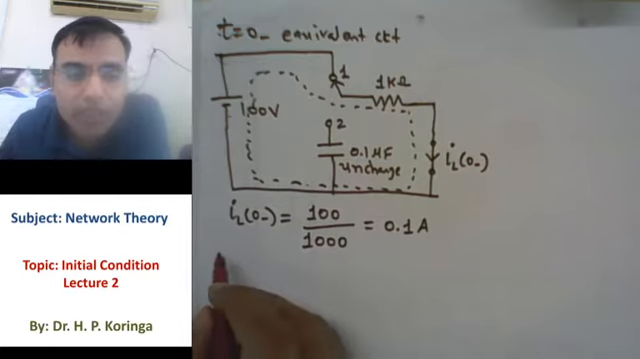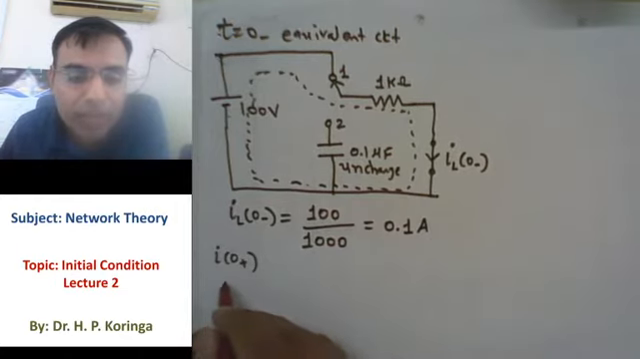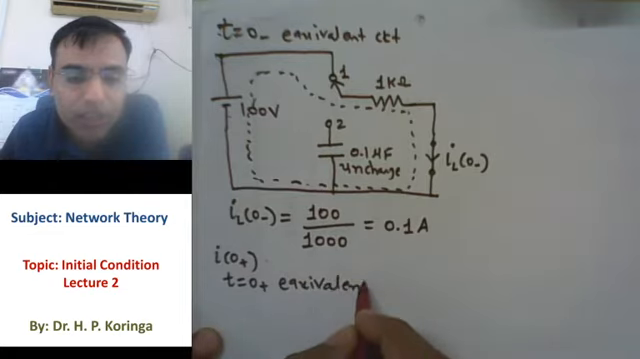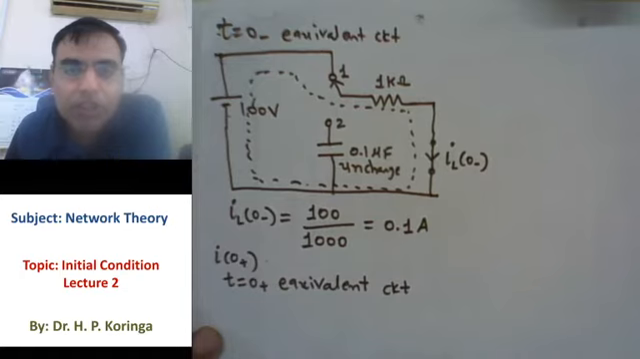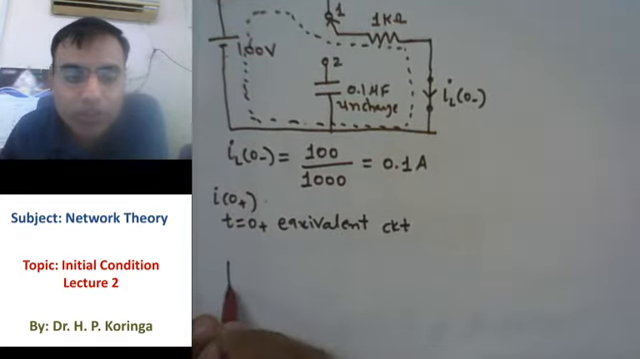Now our interest is to find iL of 0 plus, that is i of 0 plus. To find i of 0 plus, we have to draw the network at t equal to 0 plus, the equivalent circuit. So let me draw the equivalent network at 0 plus time. Here we have a 100 volt source.